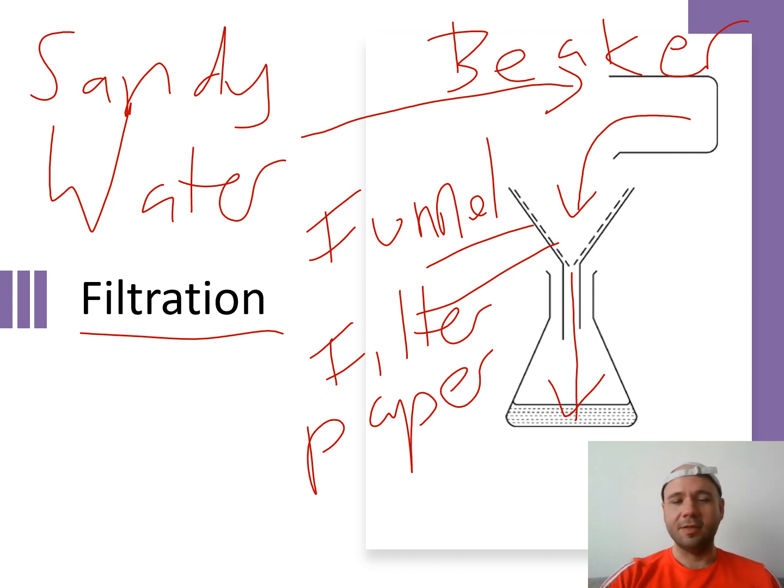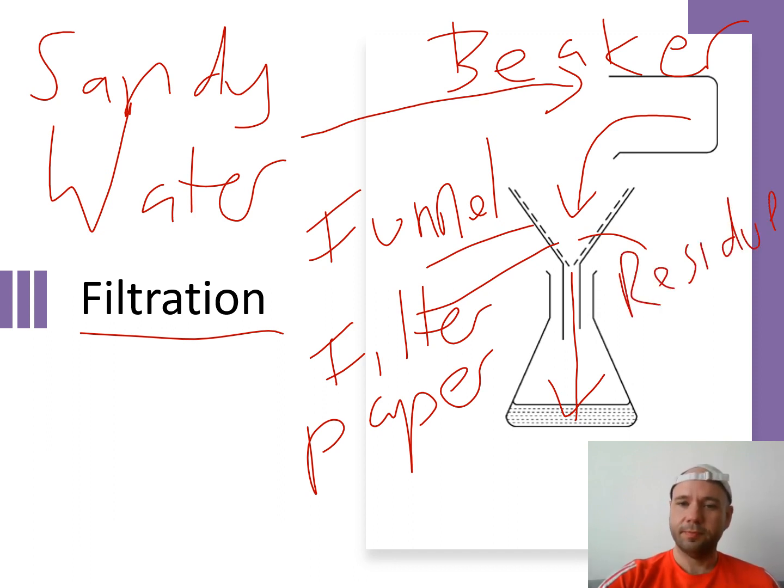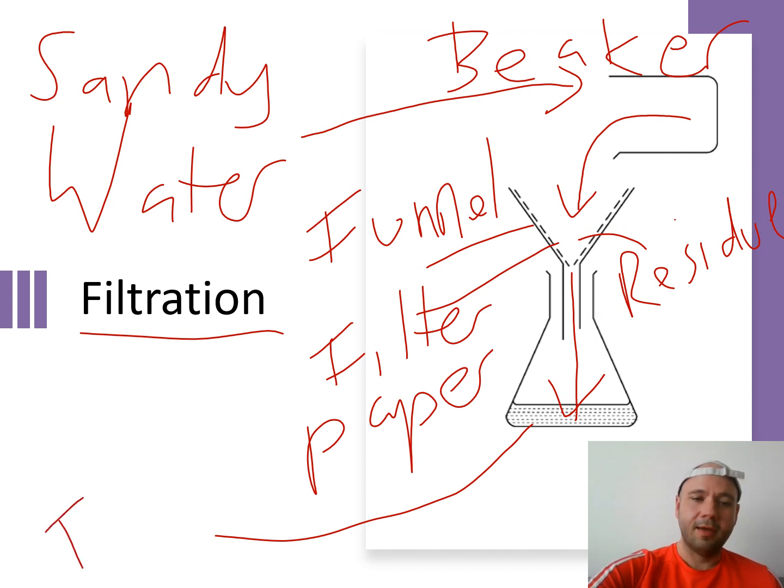However, the sand that we wanted to originally get rid of will remain behind inside the filter paper, and that will form what we call the residue. Okay, the particles of the sand are too big to travel through the filter paper, so they will remain behind. Inside the conical flask, we will have salty water, and the salty water is now known as the filtrate.